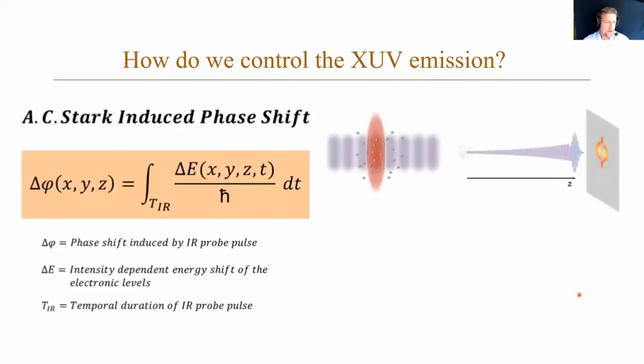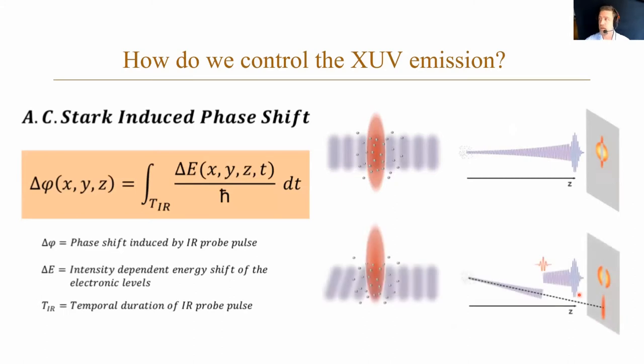So when we have the Stark shift, it's basically that we excite the states, and with the IR pulse there, we shift the states relative to each other, and then they come back again. The only thing that happened is that they have accumulated a little bit more phase or less phase. And that way we can redirect in any direction we like.